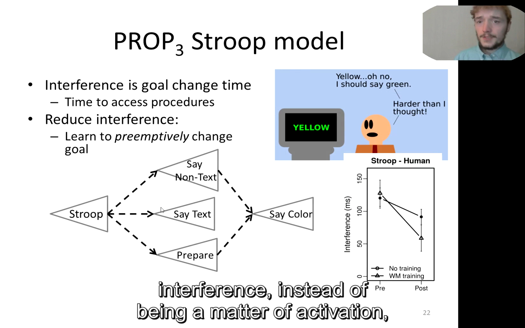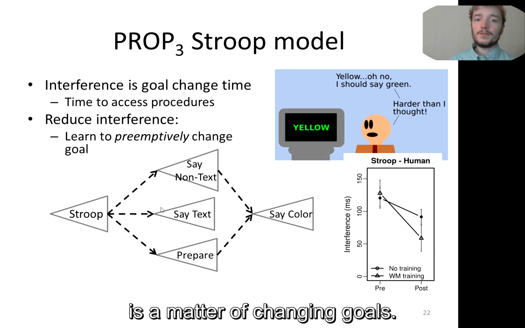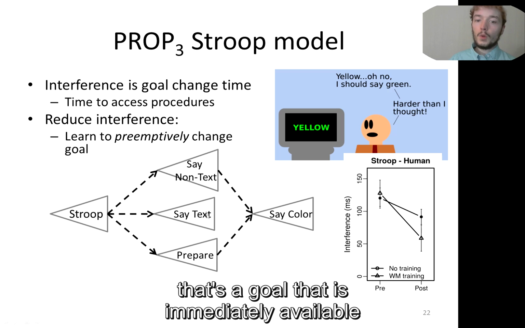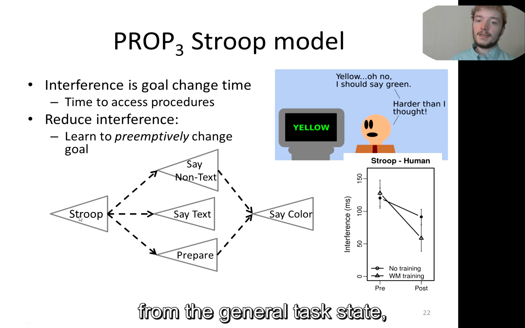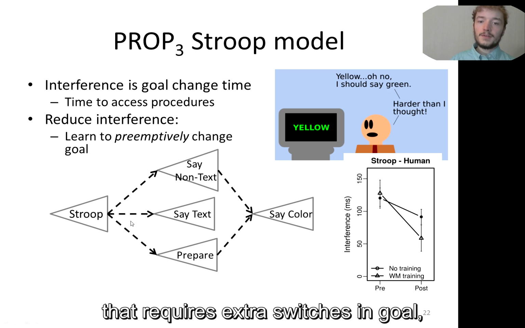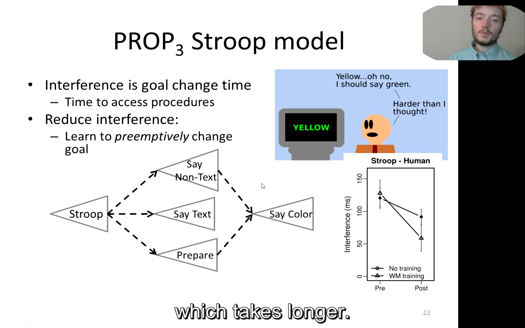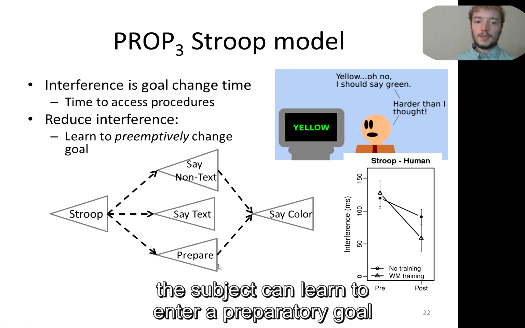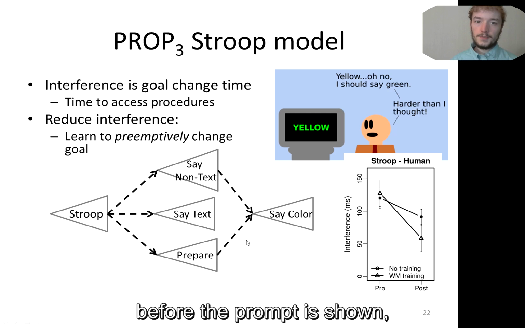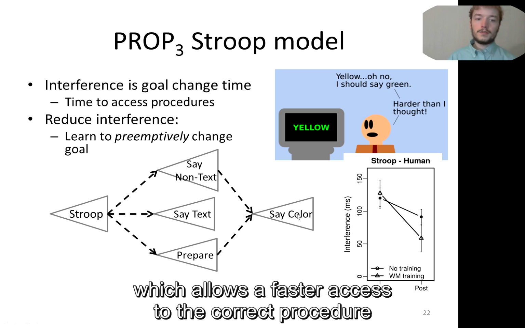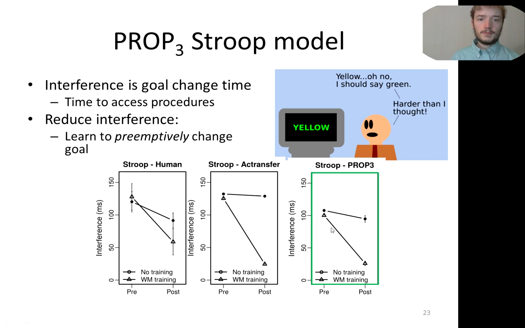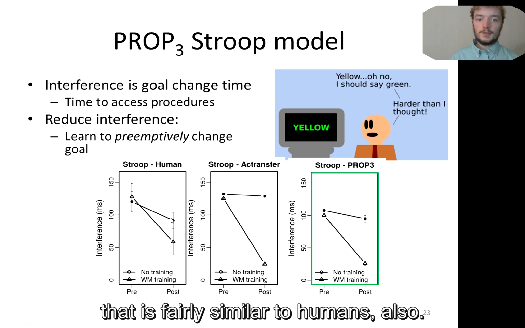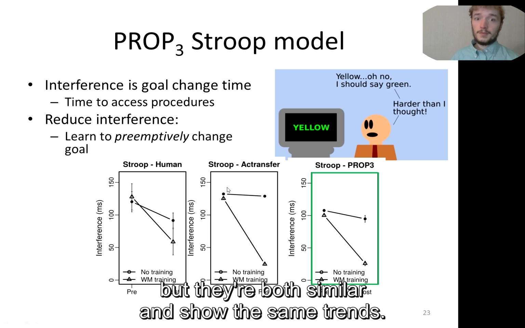For the Stroop model, interference, instead of being a matter of activation, is a matter of changing goals. The default response of saying the text rather than the color of a word, that's a goal that is immediately available from the general task state. But in order to say the color, that requires extra switches in goal, which takes longer. However, with working memory training, the subject can learn to enter a preparatory goal before the prompt is shown, which allows a faster access to the correct procedure when the prompt is shown. And this results in a performance that is fairly similar to humans also. Slightly different than Actransfer, but they're both similar and show the same trends.